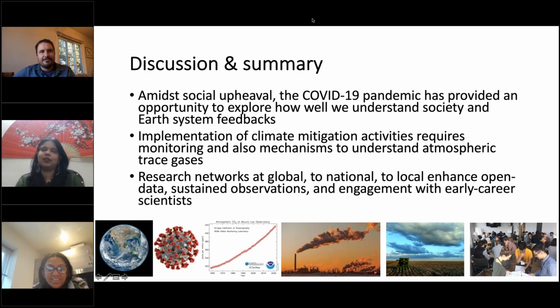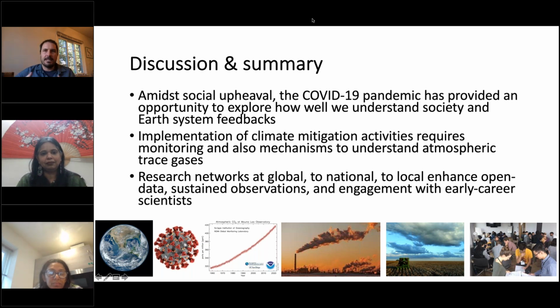I have one question: can short lockdowns like in COVID be a solution for climate change mitigation? Can you comment on this, please? I think that's a really good question. The answer is no. And I think it's very worth considering that.